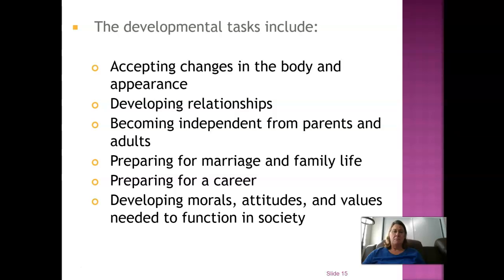They are preparing for marriage and family life. They're thinking about it. Do they want it? What do they want? What do they want to do for a career? What would they have to do to get that career? Their morals, their ethical behavior is really getting more pronounced at this point, and their attitudes and their values needed to function in society are really developing at this point.